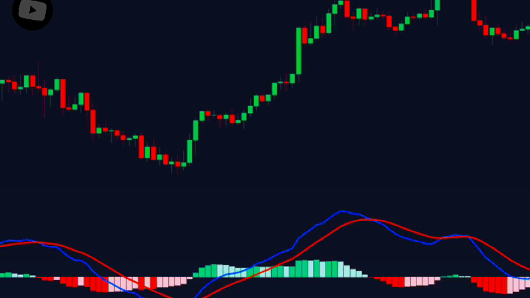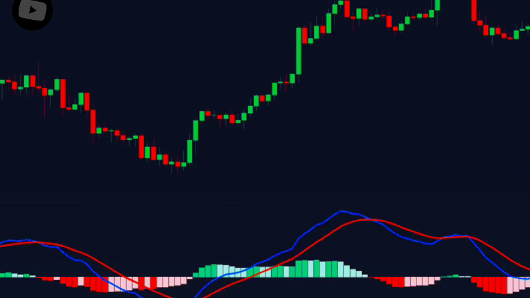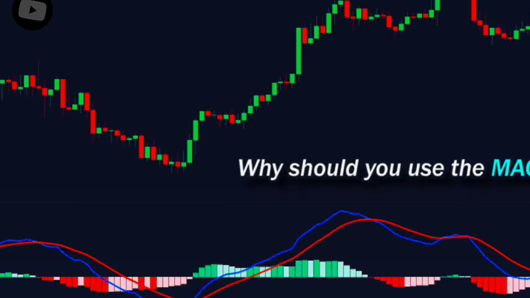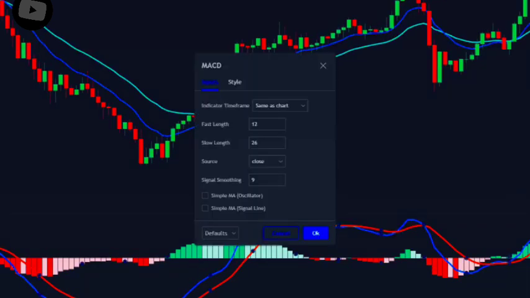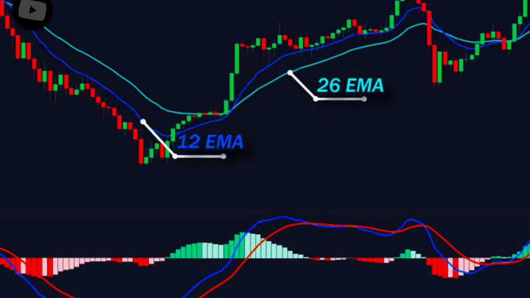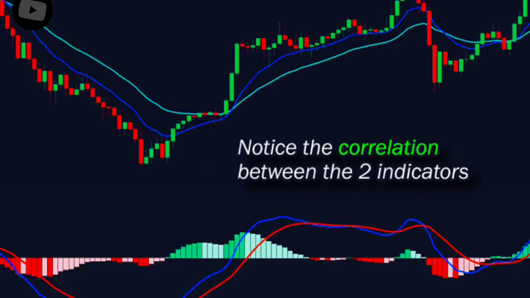Now, we've already established that the MACD is based on moving averages, and so the question is, why should you use the MACD and not the moving average? Well, let me give you a quick comparison. Here we have the MACD set to default settings, 12 and 26. And over here, we also have two exponential moving averages which are set to the same values as the MACD, which are 12 and 26. Notice the correlation between the two indicators.